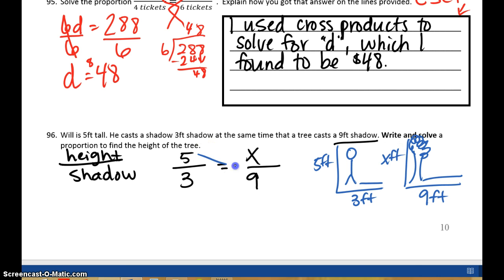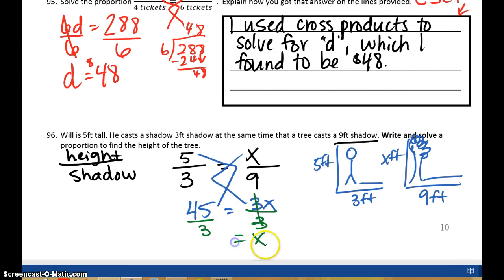So I'm going to use cross products to solve for this, because that's always the easiest way. 5 times 9, 45, equals 3x. Now I want to solve for x, so I'm going to divide both sides by 3. Those 3s cancel out, and I'm left with x on the right side of my equation, and 45 divided by 3 ends up being a nice even 15. So 15 equals x. Now that's not our final answer.